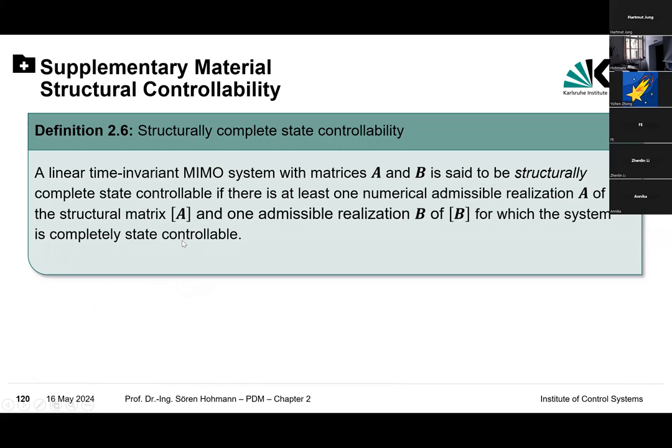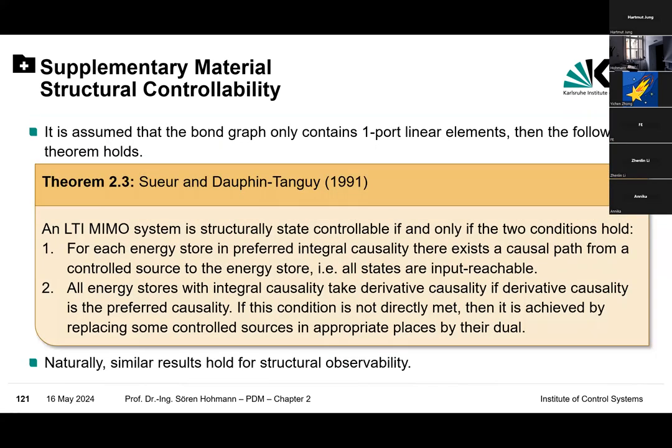So what I can say: we say it's structurally controllable if there is at least one realization. And this question, whether a system is structurally controllable, can be answered with bond graphs. This is interesting because there we see something you might have realized already when you do the calculations with Kalman and all these things. A MIMO system is structurally state controllable if and only if the conditions hold, either one or two.